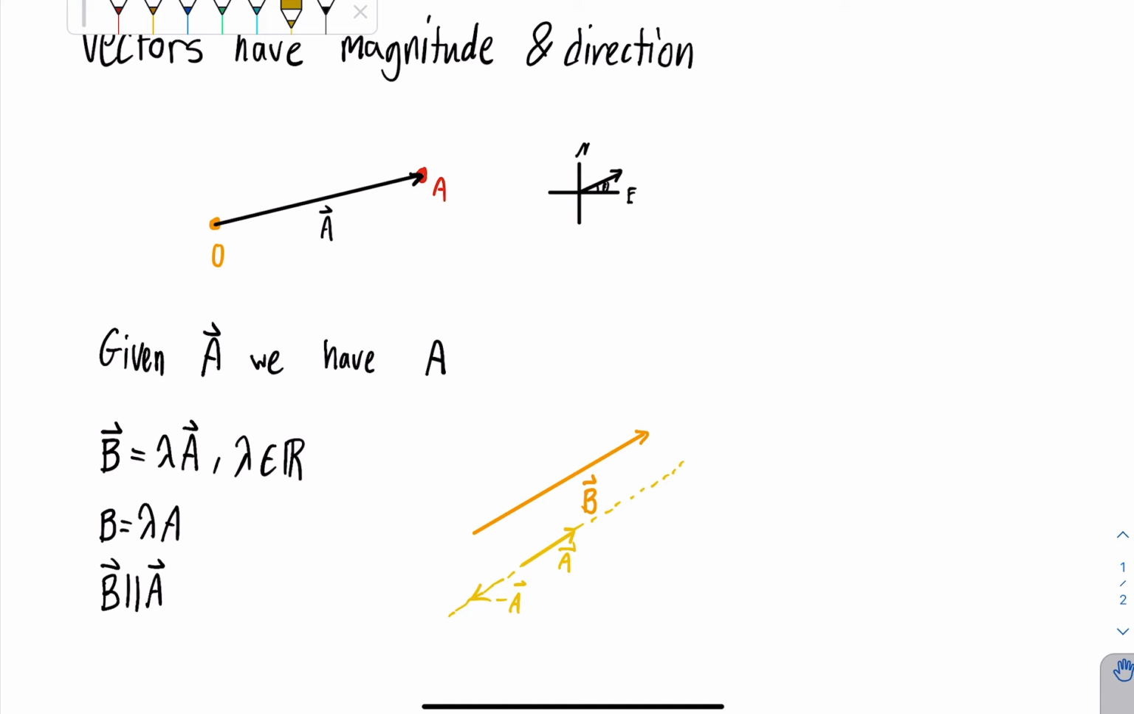So if this lambda value is greater than 0, then both of the vectors are going to be in the same direction. But if it's less than 0, then they're going to be in the opposite direction because we're multiplying the vector by a negative number. Okay, now we also have rules for vector addition, so we can add vectors.